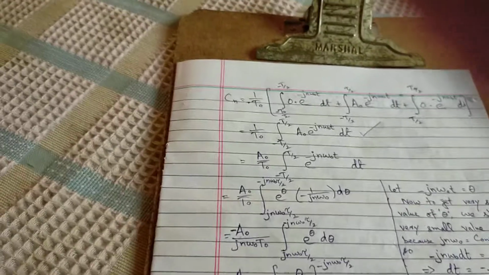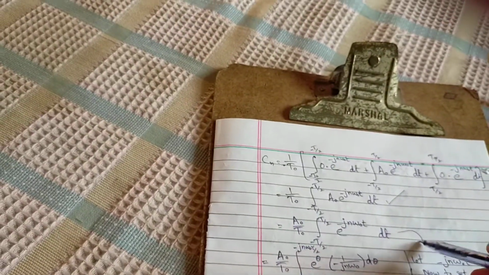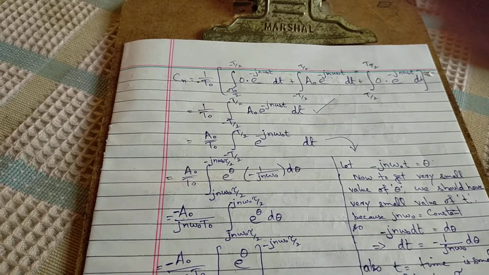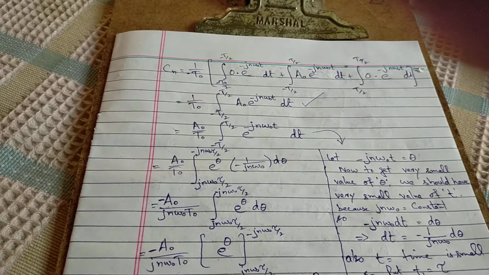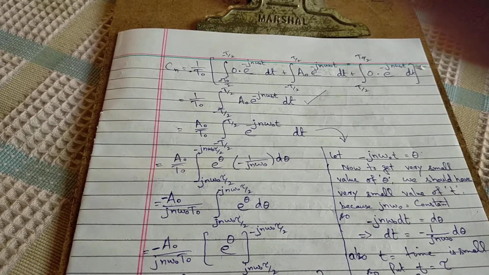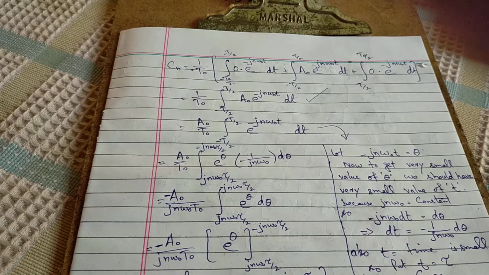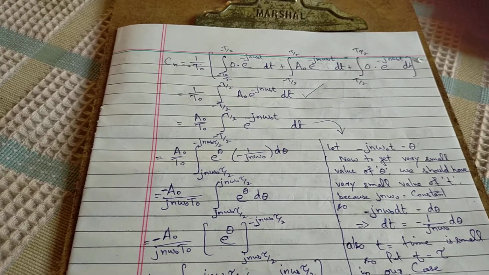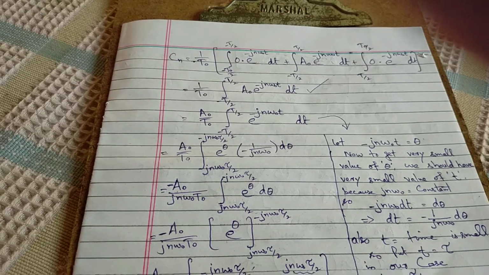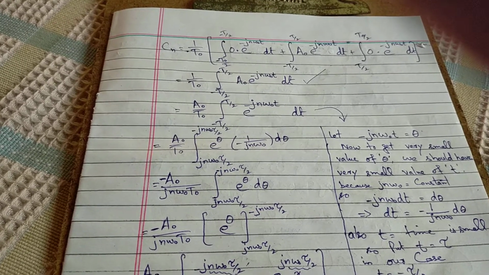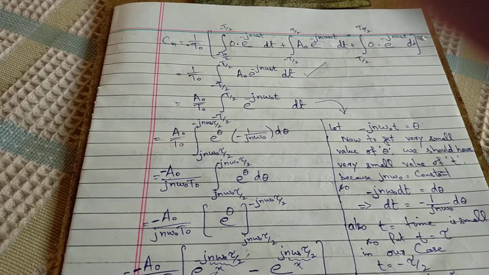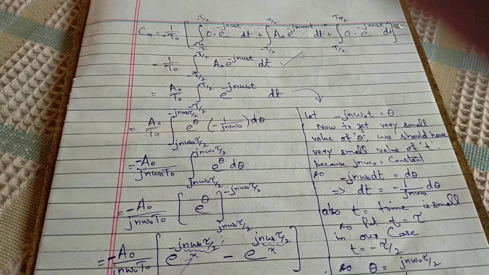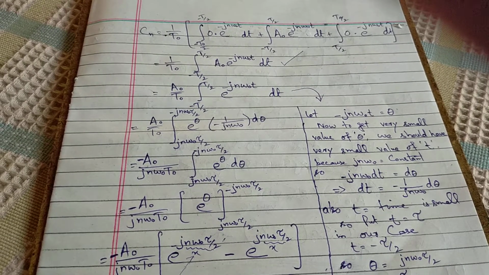Before moving further, we will discuss the change. Let minus j n omega naught t be equal to theta. Now to get a very small value of theta, we should have a very small value of t, because j n omega naught is constant, only t is changing. So minus j n omega naught dt is equal to d theta, where dt and d theta clearly indicate a very small value of time and angle. So from here we can get dt is equal to minus 1 over j n omega naught d theta.